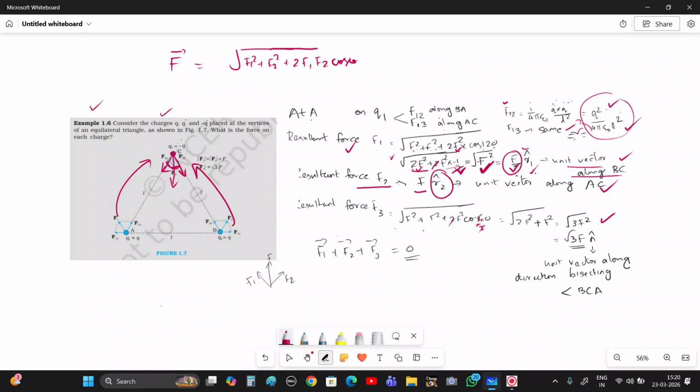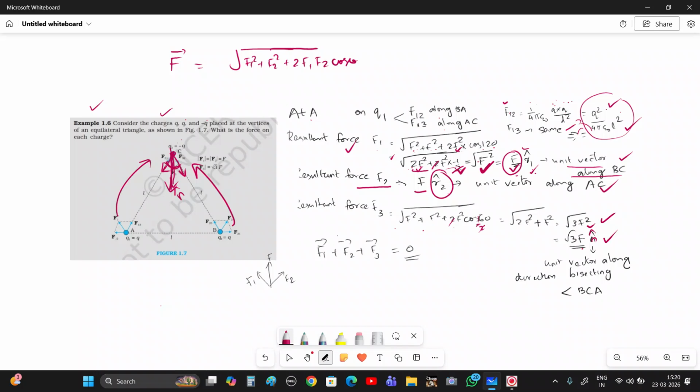Cos 60 is 1 by 2, so give that value and you will get root 3 F square. When you take this F square out of the square root, it becomes F. So the net force will be root 3 F, and the direction is marked as n cap. And what is this n cap? N cap is the unit vector along the direction bisecting angle BCA. This is angle BCA, and bisecting it, that direction is n cap.